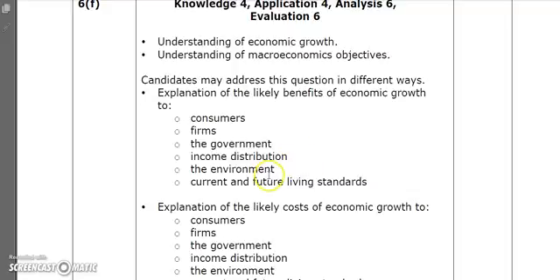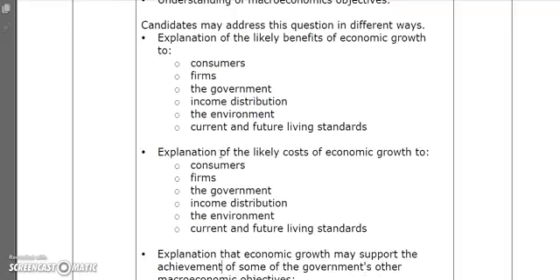I'm going to skip the environment one, because I suppose you could say if the government's got more money through growth, they could spend more on schemes to improve the environment. That is true, and I think that's a valid point, but I'm going to save the environment for my cost. So once I've painted this amazing picture of why growth is such a good thing for the economy, now I'm going to switch it round and say the negatives.